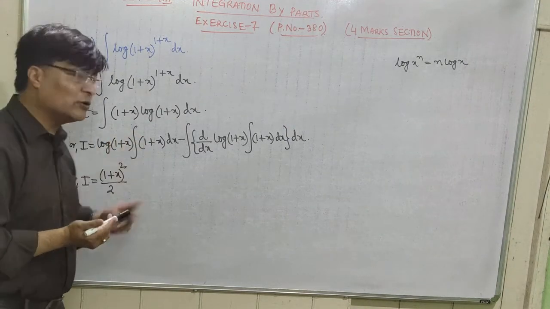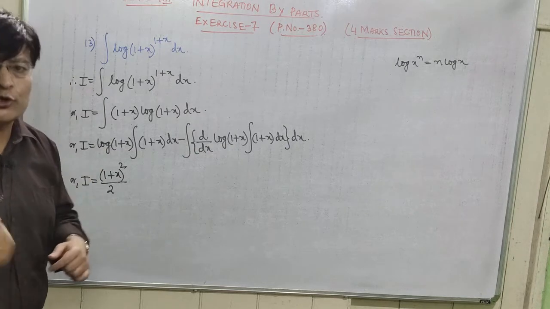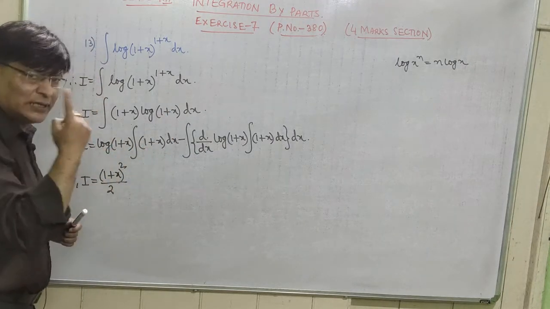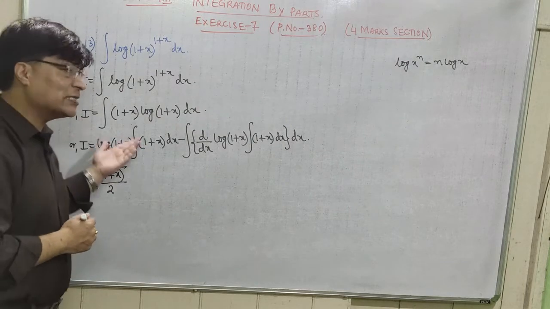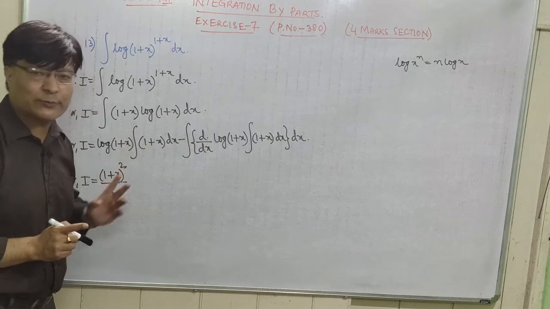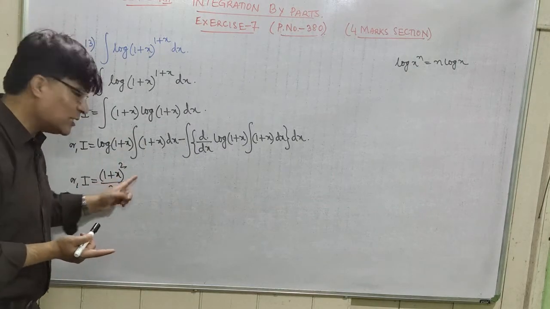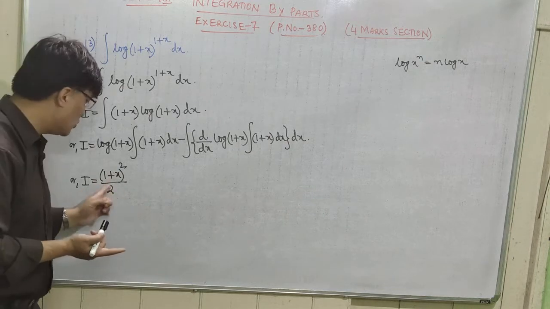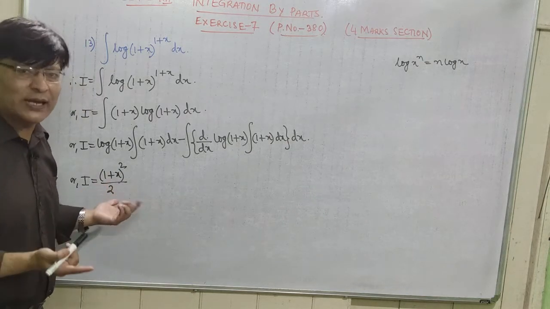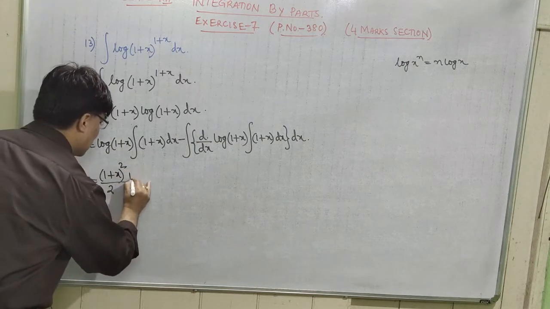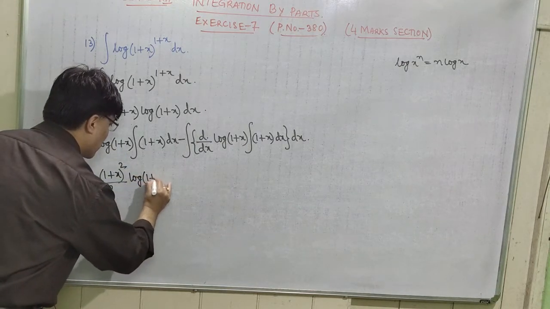But the function which is assumed as x is also to be differentiated. So what is the differentiation of 1 plus x? It is 1. In case of integration, you have to divide it by the differentiation of 1 plus x with respect to x. That is 1. Since it is 1, you don't have to write that 1. Okay. Then next, write log of 1 plus x.